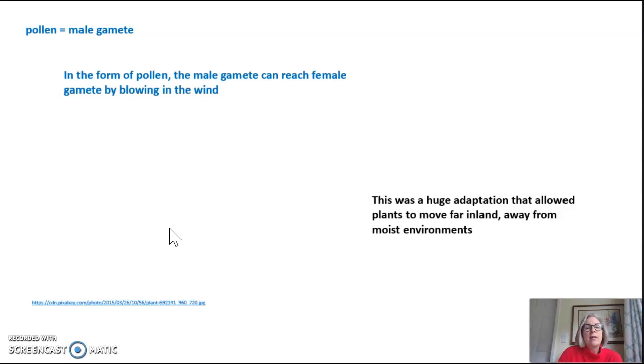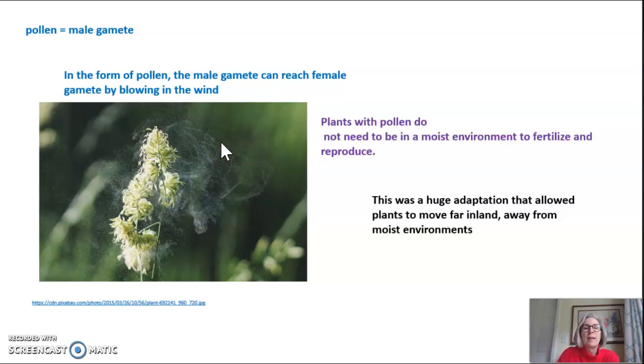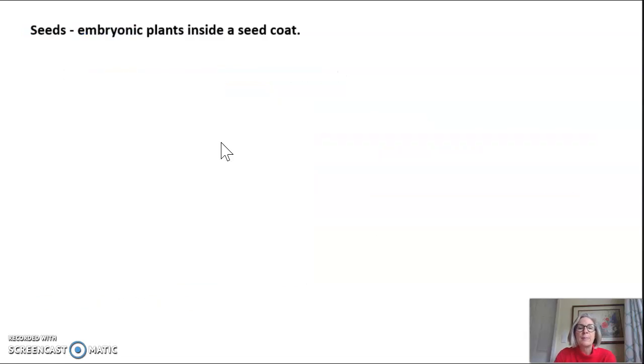So in the form of pollen, the male gamete can reach the female gamete by blowing in the wind. Can you see this cloud of what looks like dust around these flowers? This actually is pollen that is being blown from the male parts of this plant, hoping to land on a female part of a plant in order to fertilize. So in this case, this pollen no longer needed to have water to swim. Anytime there was wind, the pollen grains could be blown far, far away and could fertilize any female gamete that they landed on. Plants with pollen don't need to be in a moist environment, and this opened up a huge part of land for plants to colonize.